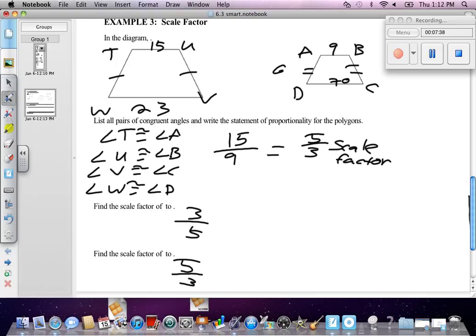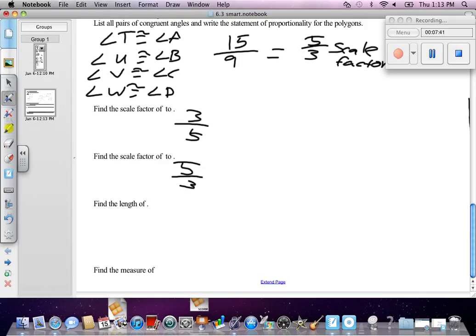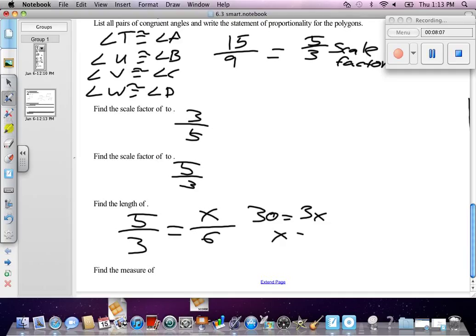Okay, what would the length of TW be? Okay, let's set up the scale factor. We know the scale factor is, let's use 5/3 because that's what we found. So that means big's on top, little's on the bottom. We don't know the length of TW, so we're going to call that x. And what is the corresponding side for TW? 6, AD. So then we cross multiply, and we get 30 equals 3x, so x equals 10. So that is the length of TW.